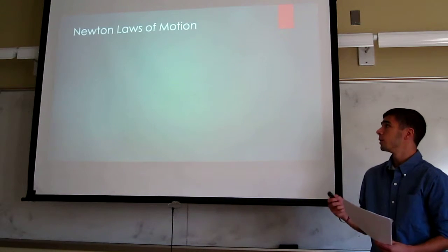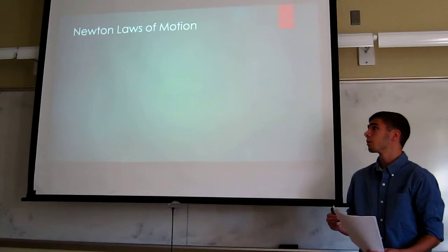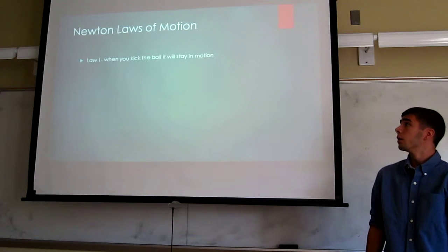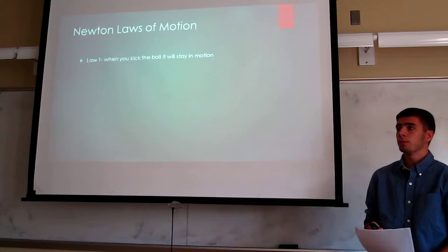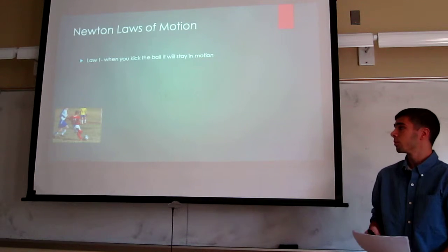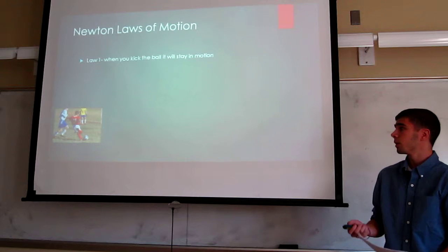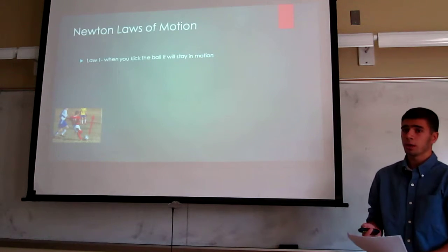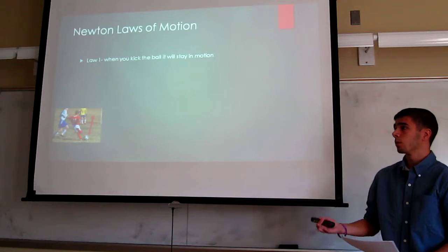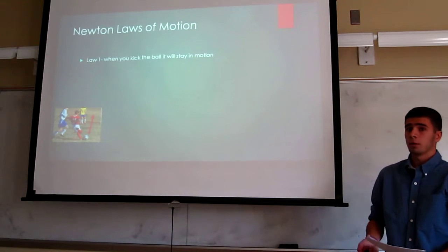First one is Newton's laws of motion. This is the most basic reason a ball spins. Law number 1: when an object is in motion, it will stay in motion. So here's someone playing soccer. By the way his foot is placed, you can see the ball's going to go that way. Nothing's going to stop it unless something gets in the way, or gravity, or it just starts to slow down.